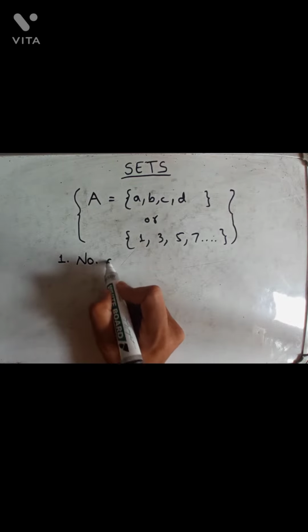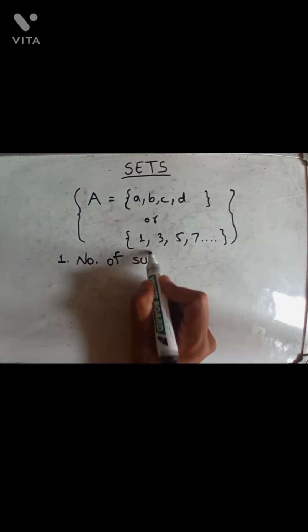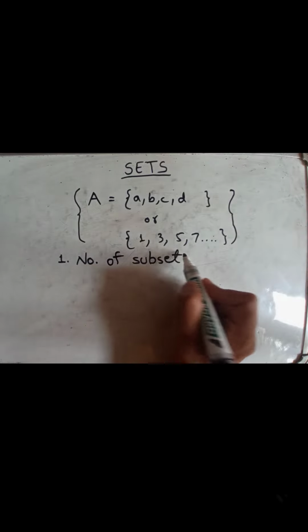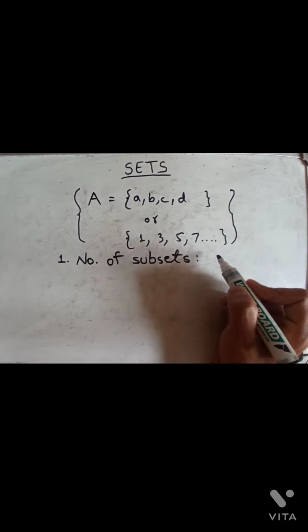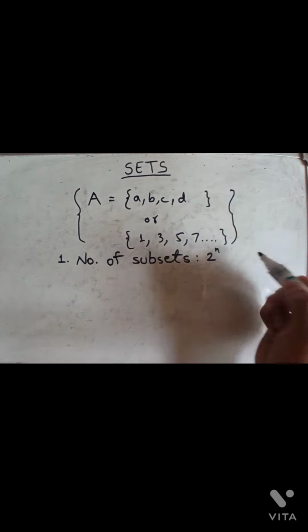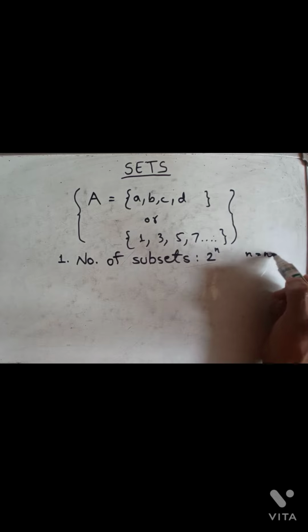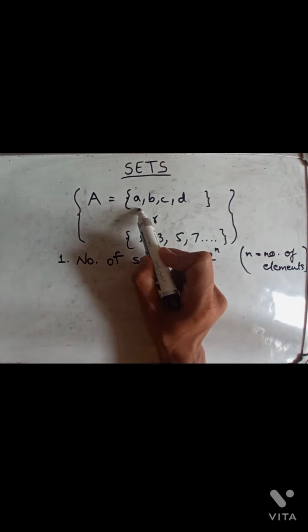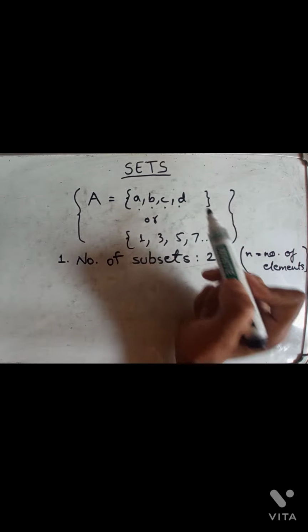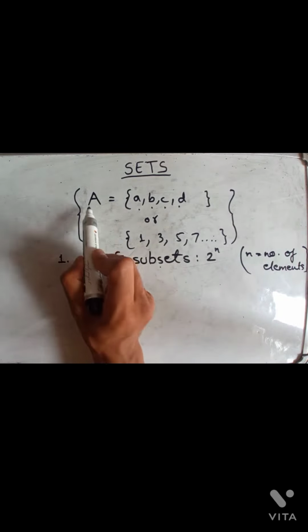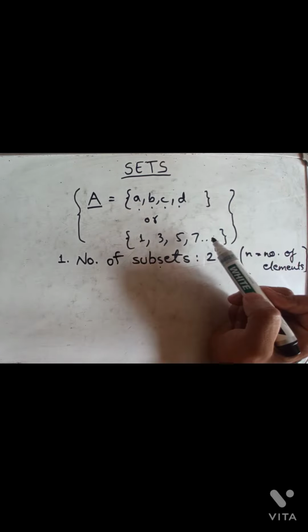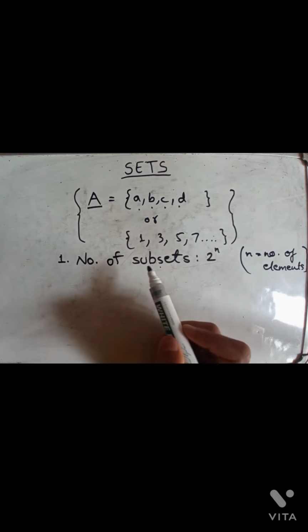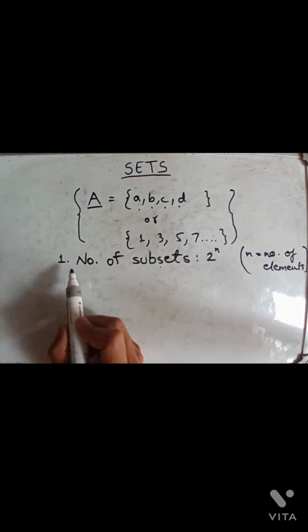The first thing is, what is the formula for the number of subsets? The formula for the number of subsets is 2 to the power n, where n is the number of elements. Here the number of elements is 4, so the number of subsets for set A will be 2 to the power 4, which is equal to 16.